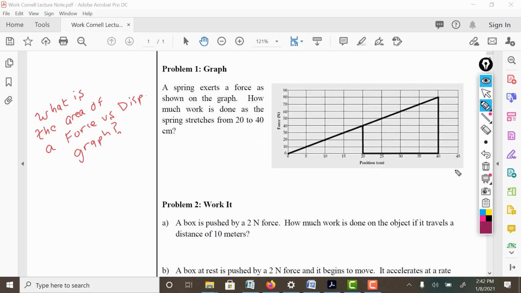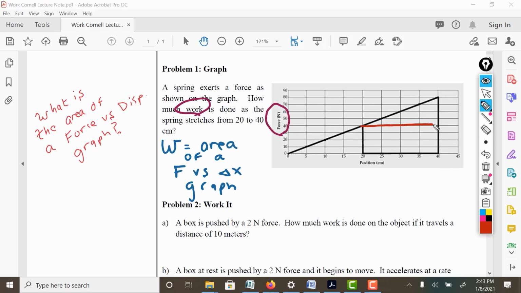Here's a graph. A spring exerts a force as shown on a graph. How much work is done as the spring stretches from 20 to 30 centimeters? First, we must recognize this is in centimeters, and if we're going to actually use this, we're going to have to convert it into meters. Now, in this case, the area of a force versus displacement graph is going to be work. Think about it. If we multiply a Newton by a meter, we get a joule, and a joule is a unit for work. Split this up into two shapes.